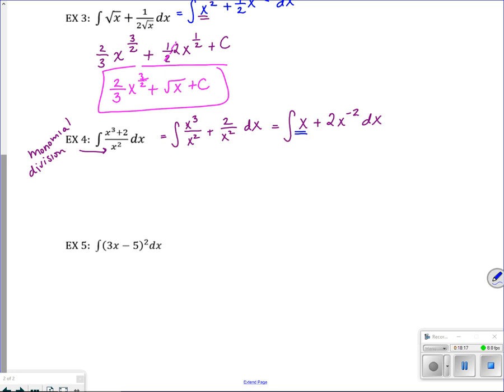So increase the power by 1. Remember, there's really a 1 there. So increase the power by 1. So that's x squared. Divide by the new power. That'd be a 1/2 in front. Plus x to the increase the power by 1 would be negative 1. I would divide by the new power. So that's really going to be a negative 2. And plus c. Let's rewrite that without the negative exponents. So 1/2 x squared minus 2 over x plus c is going to be my final answer.